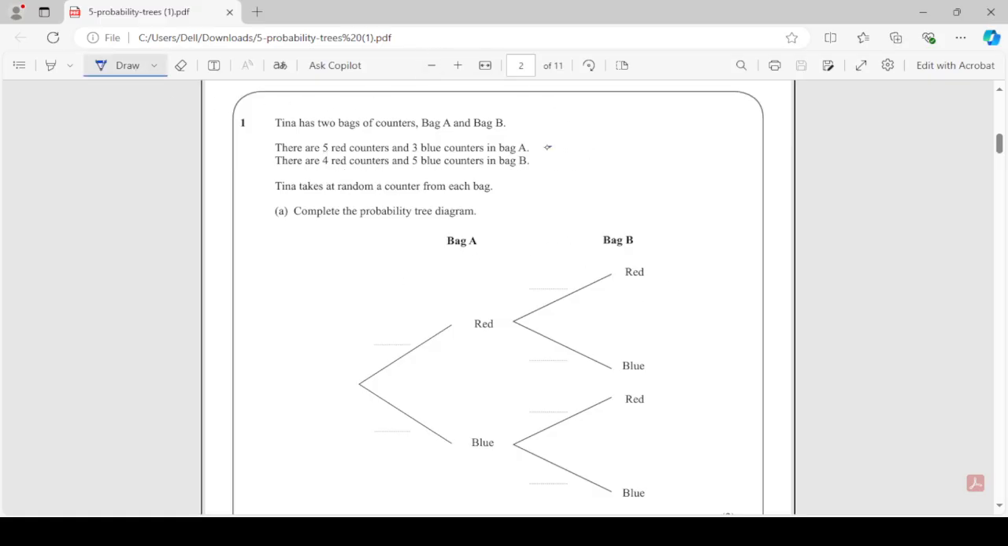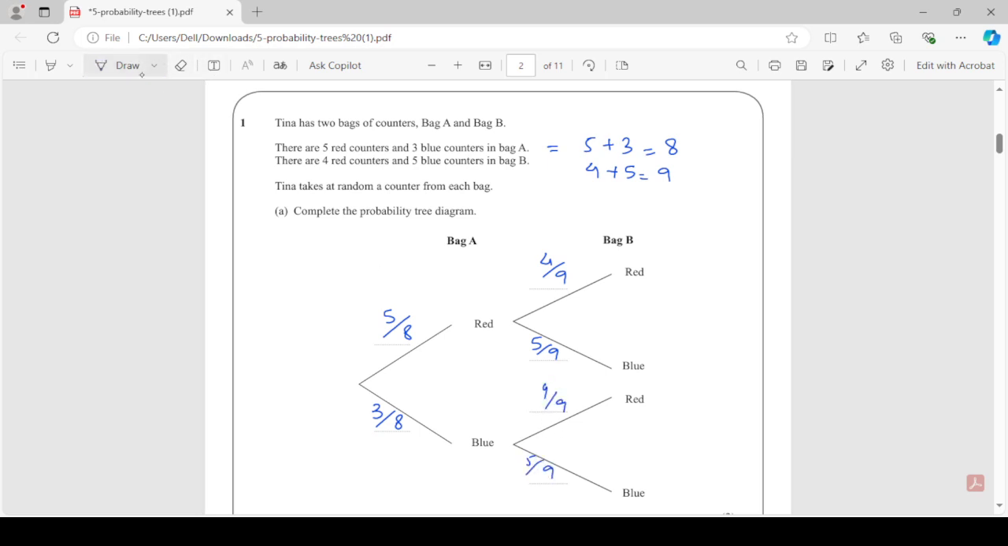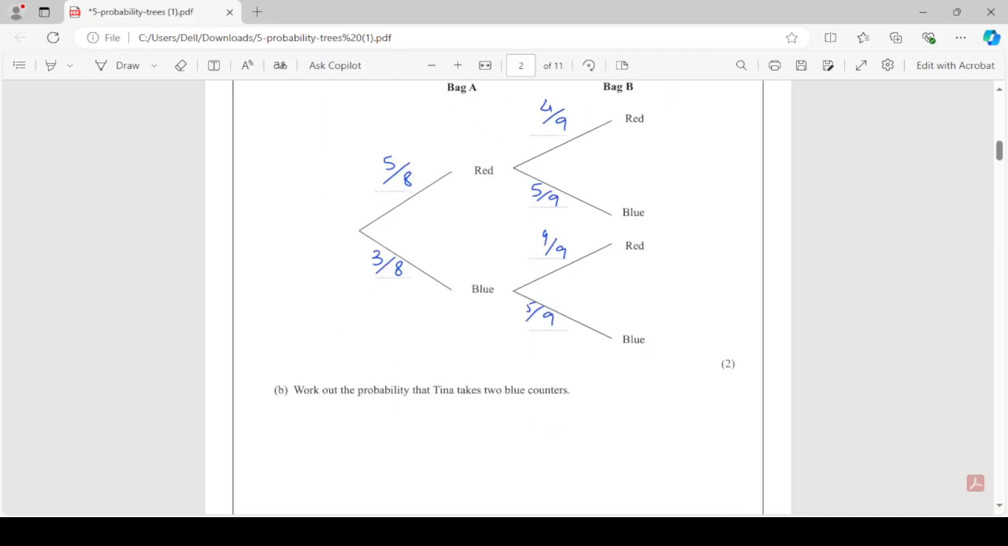Now, total number of counters in bag A are 5 plus 3, which is 8. So probability of getting a red counter from bag A is 5 over 8 because there are 5 red counters and 8 is the total number of counters. And for blue, it's going to be 3 over 8. In bag B, you have 4 plus 5 equals 9 counters in total. Probability of getting a red counter is 4 over 9 and a blue counter is 5 over 9. Now your probability tree diagram is completed.